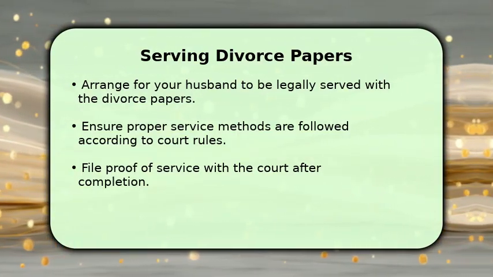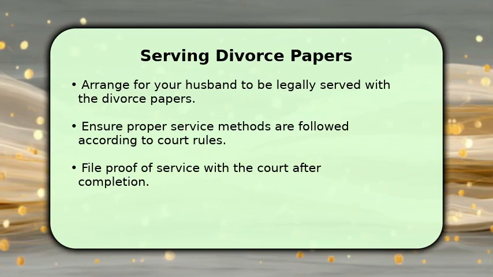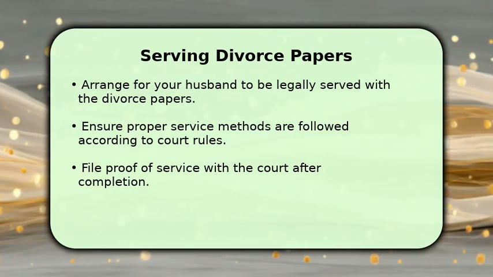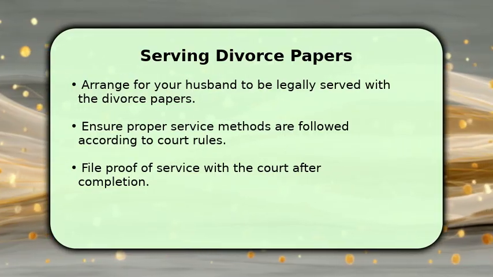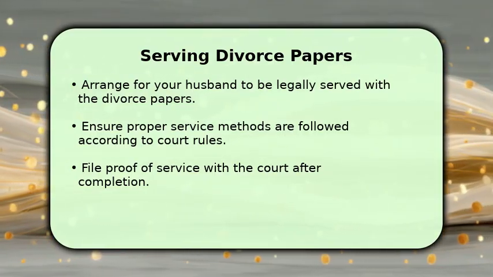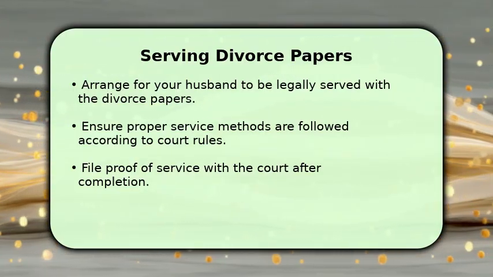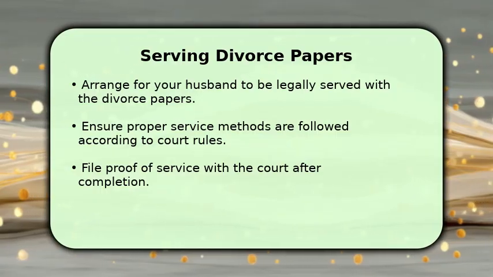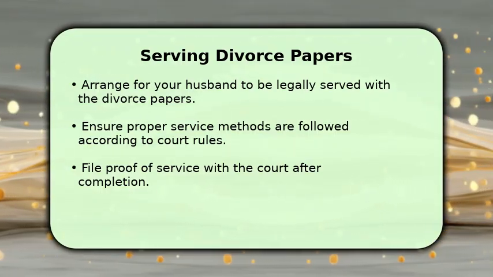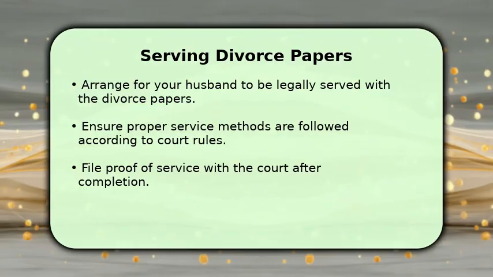This is called service of process. You can arrange for a sheriff, a private process server, or sometimes a neutral third party to deliver the papers. It's crucial to follow your court's specific rules for service to ensure it's valid. Once service is complete, the person who served the papers must file a proof of service document with the court.